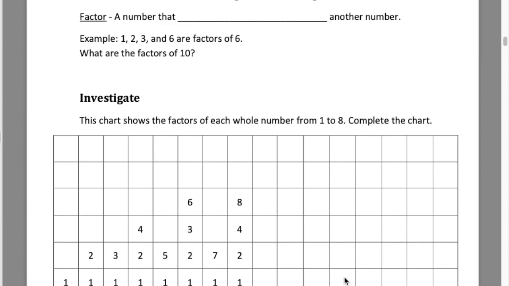So for today's lesson, in understanding the relationship between squares and square roots, the first thing we're going to do is back up a little bit and try and remind ourselves what a factor is. So to start, we have the definition: a factor is a number that divides exactly into another number.